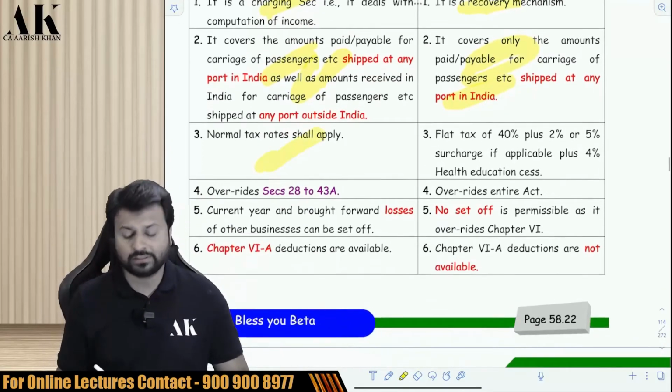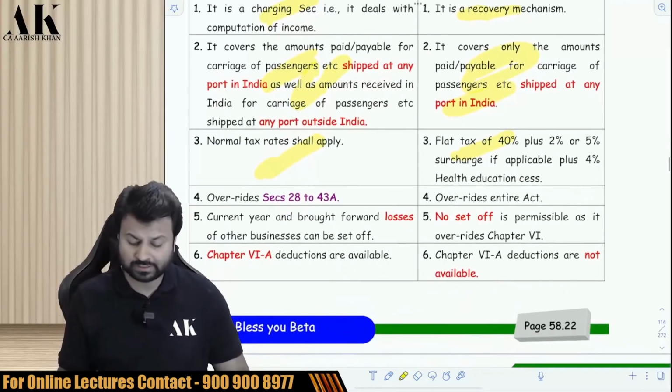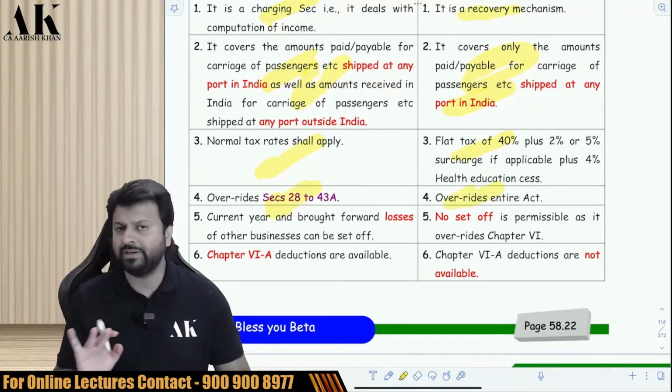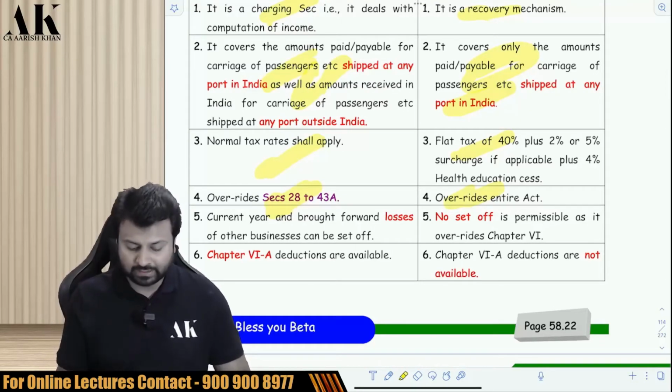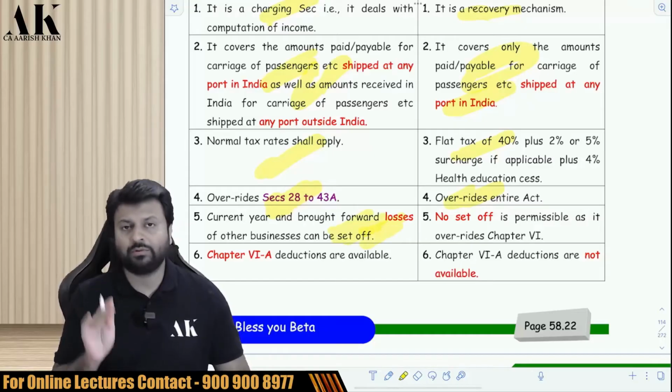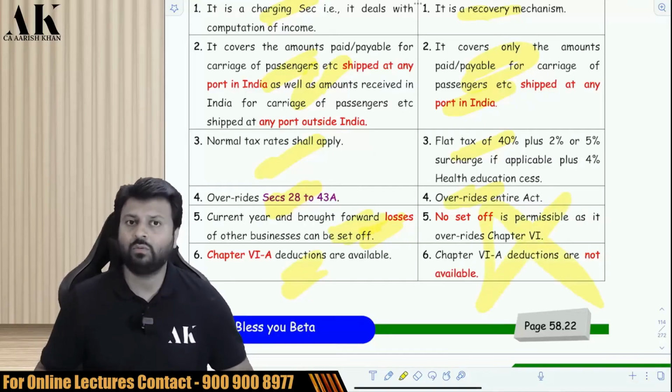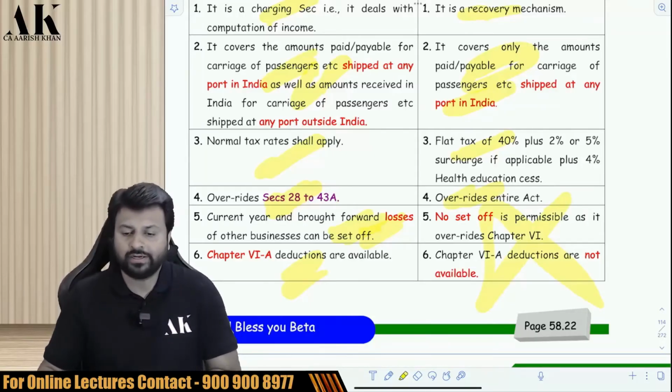Here the tax rate is normal, here the tax rate is a flat 40%. Here also you are not going to get any deductions under PGBP. PGBP deductions are not allowed in both the sections. But in 44B you are going to get brought forward losses and Chapter 6A deductions, you are not going to get any deductions in 172. I hope it is clear to all of you.